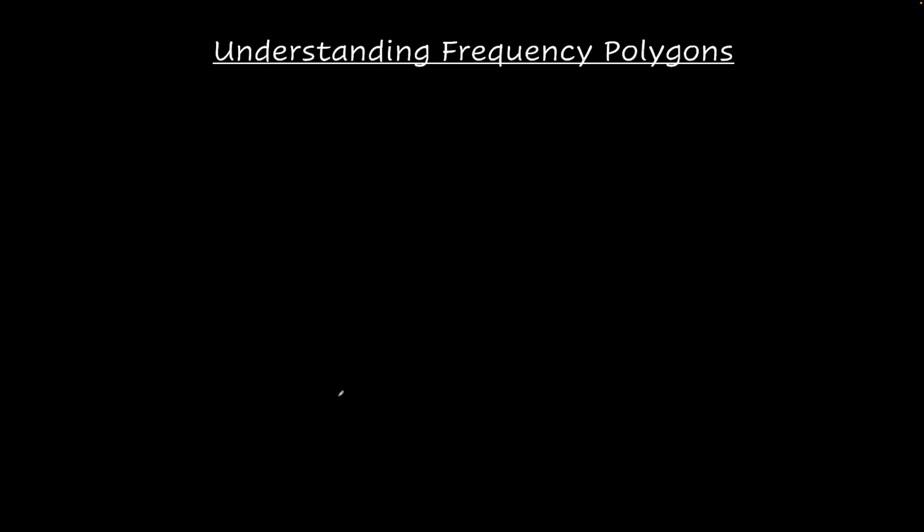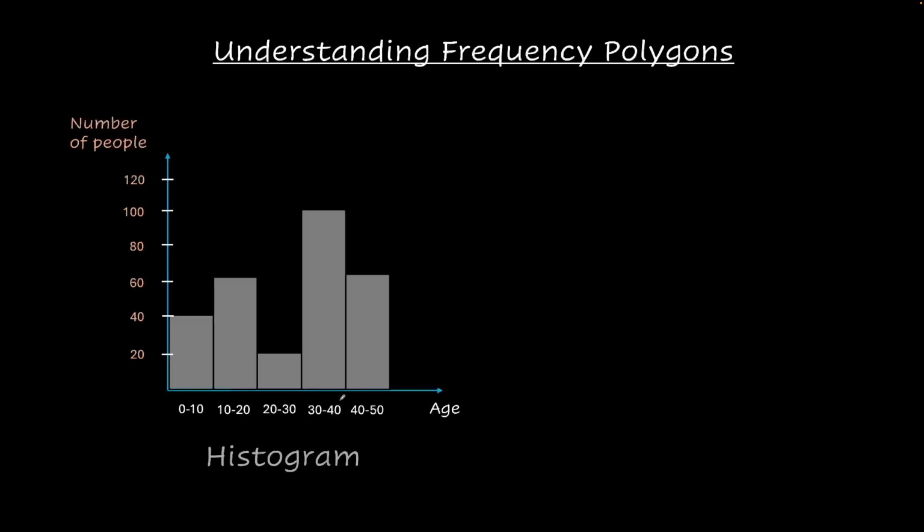In this video, we'll talk about frequency polygons. Here we have a histogram. This histogram is representing people of different age groups in a particular area.